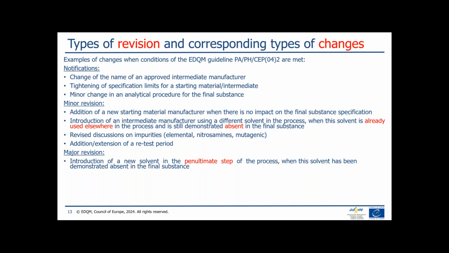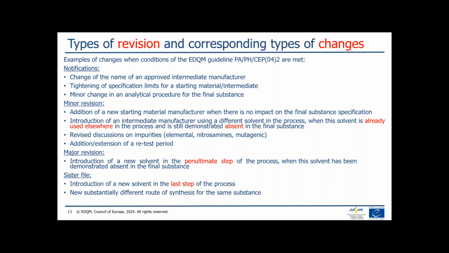Major revision, for example, introduction of a new solvent in the penultimate step of the process, when this solvent has been demonstrated absent in the final substance. So this means that the impact on the final substance quality may be there, but you showed that it's not there, that the quality is equivalent. Sister file, however, is the same thing, just in the last step of the process. And of course, if you're completely changing the route of synthesis, but the substance remains the same, then you can apply for a sister file.